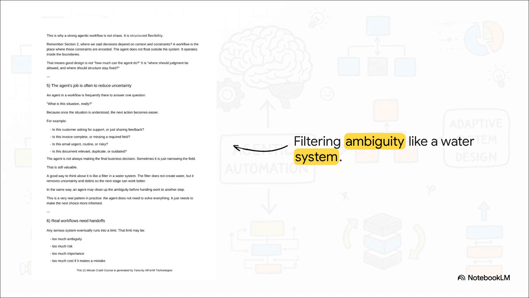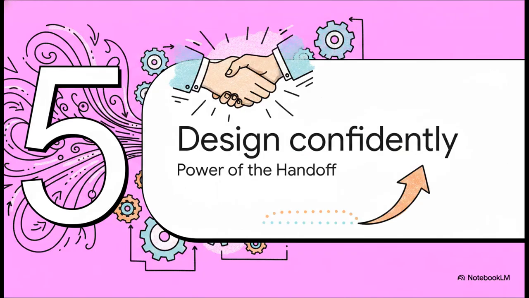Think of this process like a water filter in your home's plumbing. The filter doesn't create the water, and it definitely doesn't decide where the sink is. It just removes the debris and the ambiguity so the next stage of the workflow can run cleanly and without getting completely clogged up.